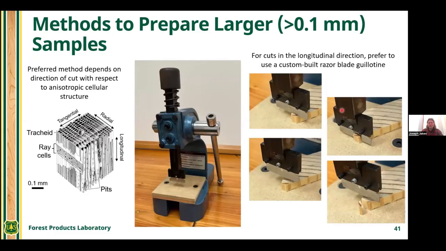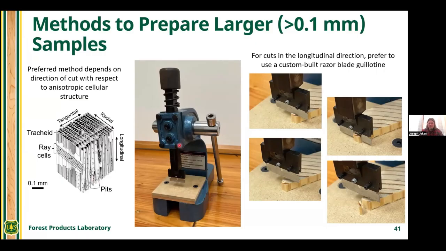And then when you go to even larger samples, the preferred method really depends on the direction of the cut with respect to the anisotropic cellular structure. So again, remember that you have the longitudinal direction and also the transverse direction. If you're cutting longitudinally, it's actually really easy to fracture wood when you're cutting in this direction. And so to make specimens larger than about 0.1 millimeters, we use this custom built razor blade guillotine a lot.